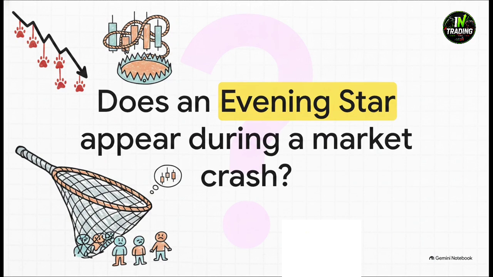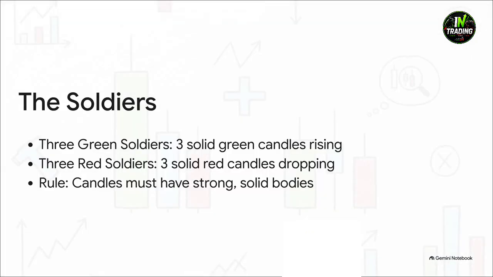Here's a quick pop quiz, though. If the market is already plunging downwards, and you suddenly spot this shape, is it an evening star? This is a classic trap that catches so many novice traders who just memorize shapes without actually understanding the context. The answer is no. An evening star only counts if the market was rising first. A reversal pattern must have something to reverse, right? You can't have an evening star if it's already nighttime.